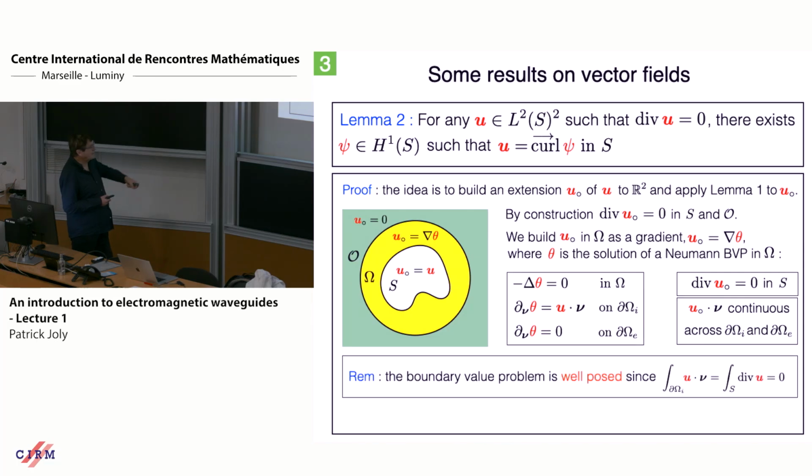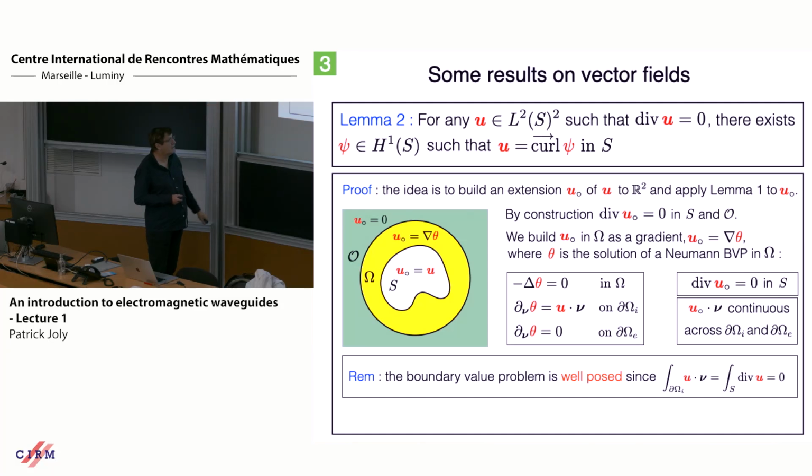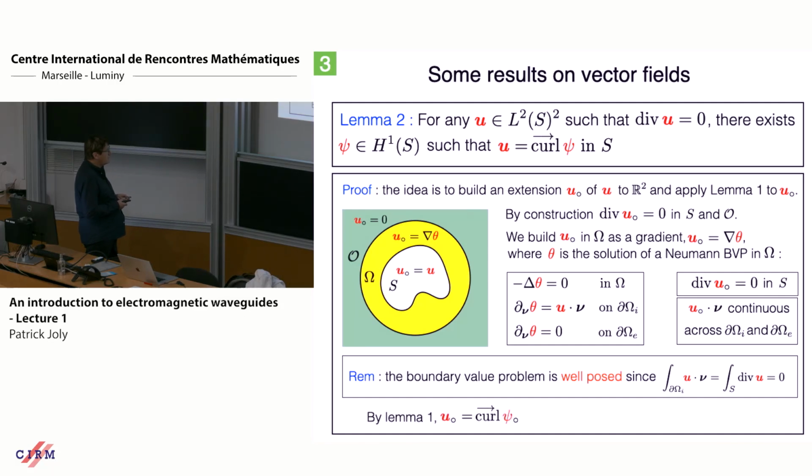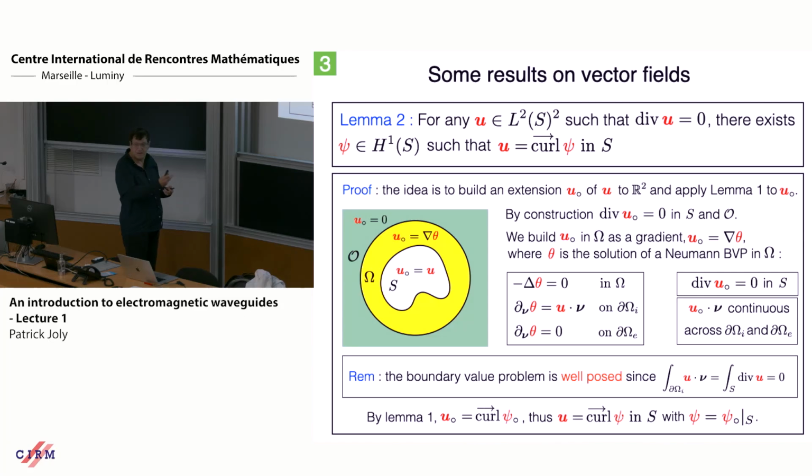And the important thing is that this Neumann problem, because the domain is connected, is well posed, because the compatibility condition that you know you need for solving the Neumann problem is satisfied, because the divergence of U is 0. So everything is okay. So once you have done that, you know that the extended function is the curl of the psi 0, and it is sufficient to take the psi of the theorem as a restriction of the psi 0 to the domain S.